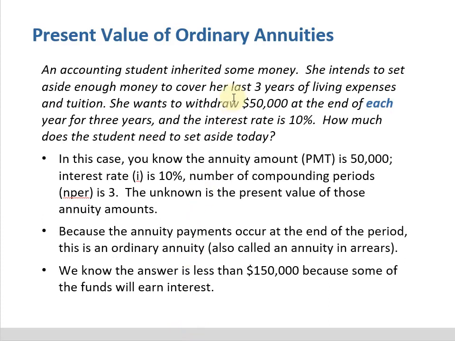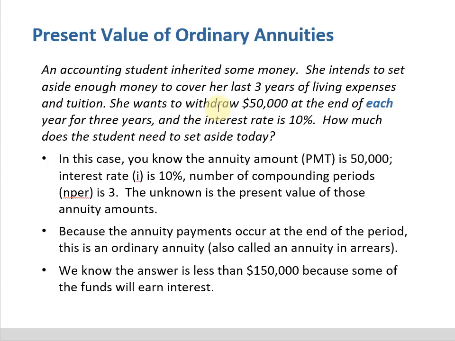Take a look at this example. We have another accounting student. This student inherited some money. She intends to set aside enough of that inheritance to cover her last 3 years of living expenses and tuition. She wants to be able to withdraw $50,000 at the end of each year for 3 years.